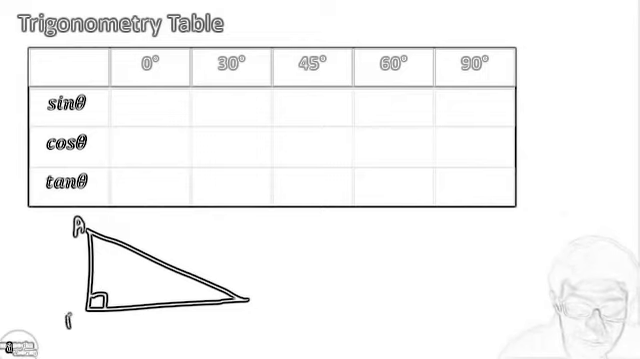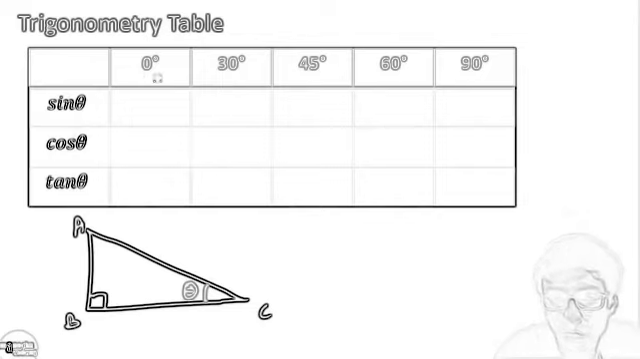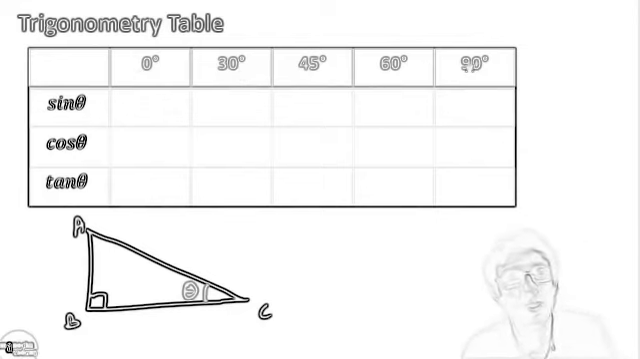So in this triangle where we mentioned this theta, theta is this angle. We have the standard values of sine theta, cos theta and tan theta for when theta is 0, 30, 45, 60 and 90. Guys, you need to remember this table.